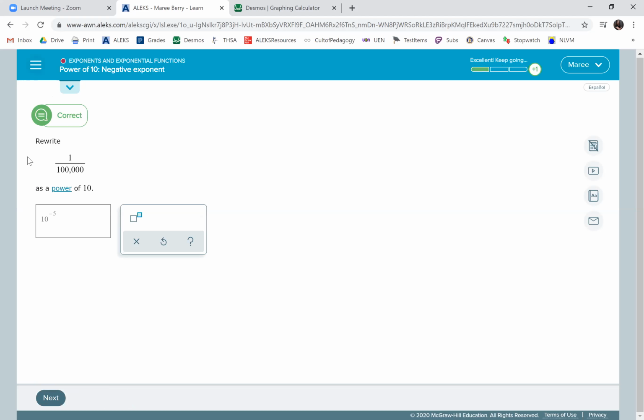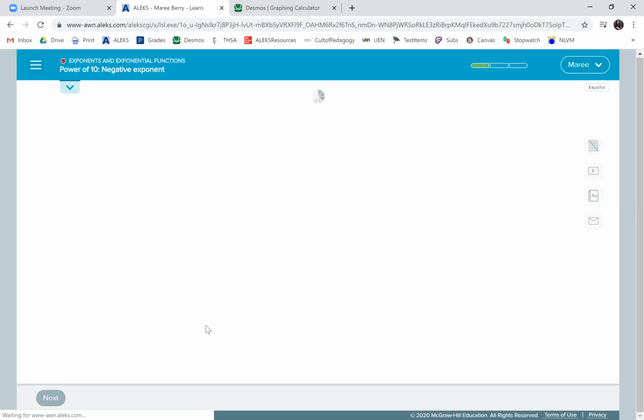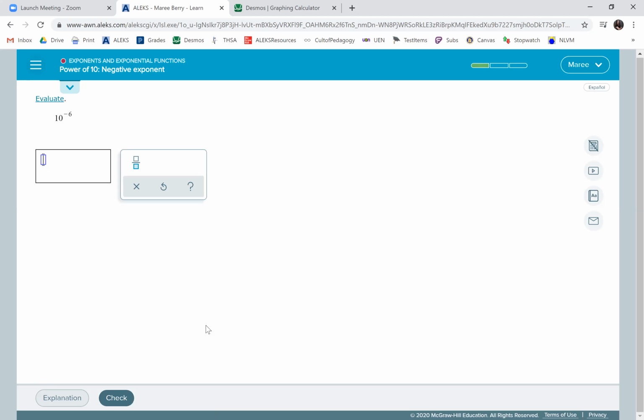So if they give you the fraction, then you're going to put it to 10 to the negative power and just count the zeros for what the exponent will be. Because this is 10 with a negative exponent, you want to write it as a fraction. So it's 1 divided by 1 with 6 zeros. 1, 2, 3, 4, 5, 6.